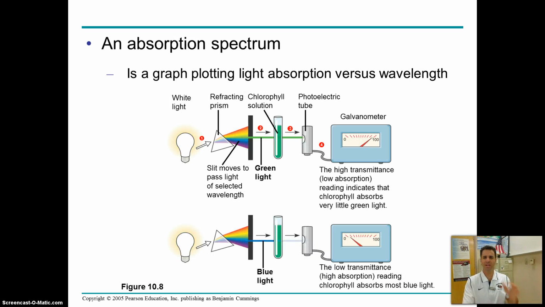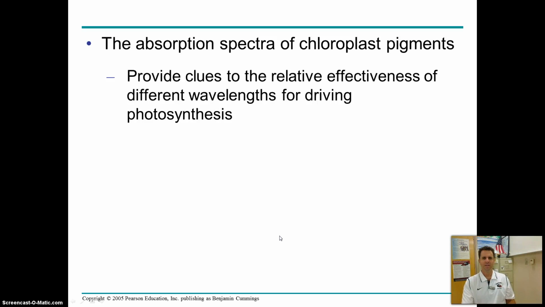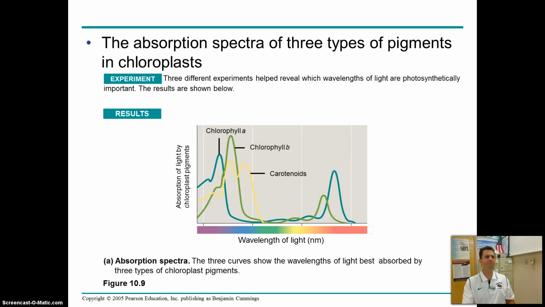So here's trying to create an absorption spectrum. Here we have a green light passing through a chlorophyll solution, and you'll notice that a very large percentage gets through, very high transmittance. Whereas if you take blue light and shine it through a solution of chloroplasts or chlorophyll, very little of it gets through. It's a very low transmittance because most of that light is being absorbed by the chlorophyll. So there are some experiments that help us identify what light works best for plants. In some of our experiments, you'll have an opportunity to do this potentially if you want.